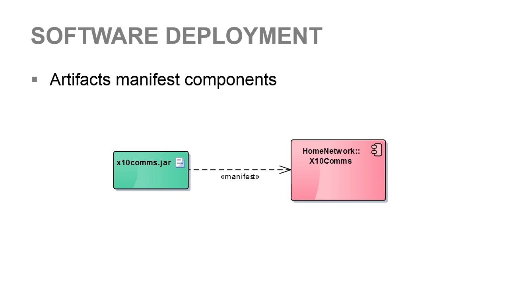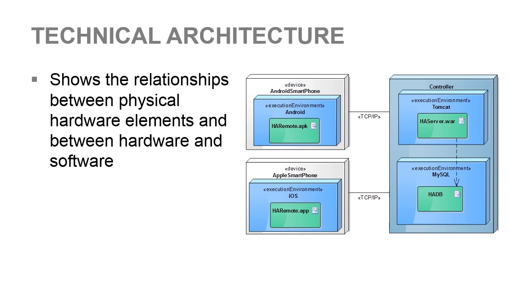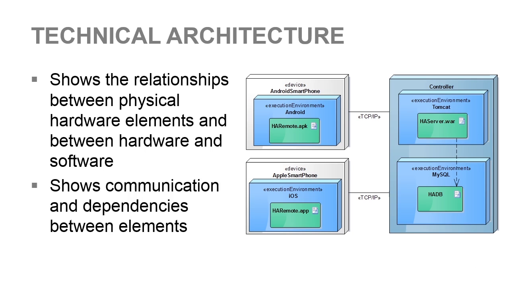There's a relationship between the components in our component diagrams and the artifacts in our deployment diagrams. Artifacts are said to manifest components, so a Java jar file called x10coms.jar manifests the x10coms component in this diagram. The artifacts are the elements that we show in the deployment diagrams on nodes, devices, or execution environments. We can bring this together to produce diagrams that illustrate aspects of the technical architecture of the system, illustrating and documenting the physical hardware, the connections between hardware elements, the software that's deployed onto that hardware, and dependencies between software elements.